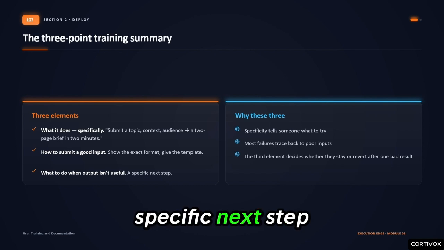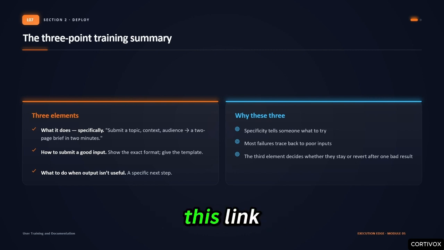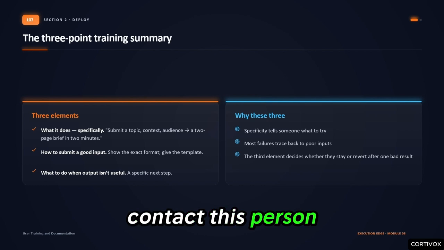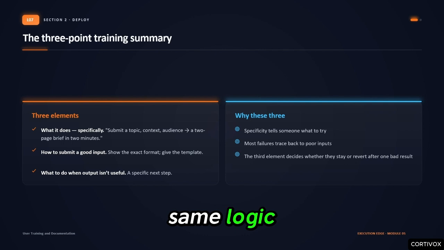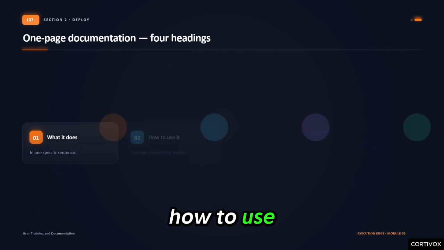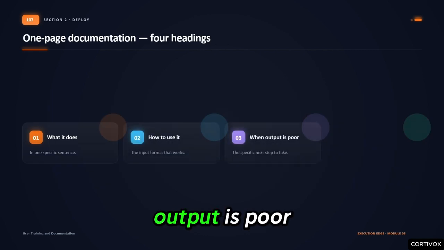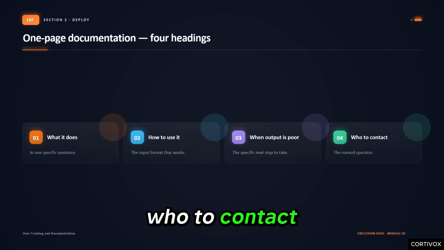Give a specific next step. Revise your input with more context. Report it to the operator using this link. Contact this person if you are unsure. Documentation follows the same logic. 1 page, 4 headings, what this system does, how to use it, what to do when the output is poor, who to contact, short enough that people actually read it.